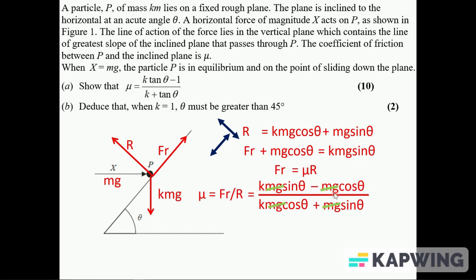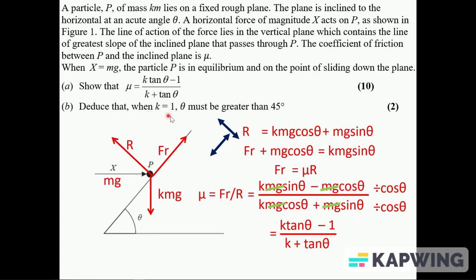So I'll divide all these terms by mg, cancel out the mg's if you like. And then the clue here has got tan theta, so I'll divide the top and bottom by cos theta. So I'll have k times sine theta divided by cos theta. It's k tan theta. This term would be just 1, because I've got minus cos theta divided by cos theta. Here I've got k times cos theta divided by cos theta, which is just k, and then I've got plus tan theta at the end. There we go.